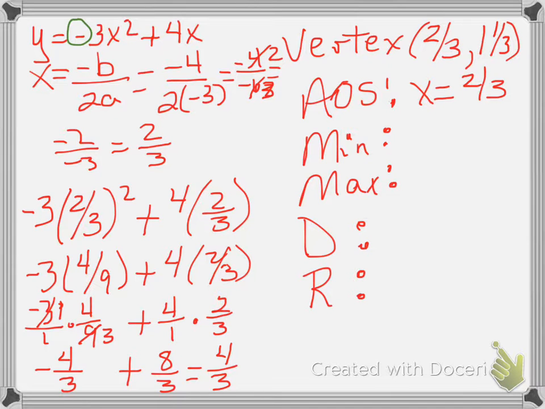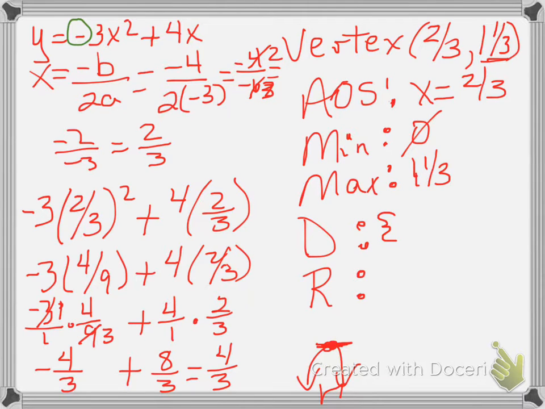Okay, so my minimum, again, this is a negative for my a, so this opens down. Okay, so opens down. And so my minimum is, how far down does it go? It goes on forever, so I don't have a minimum. My maximum is at the top. So my maximum is my y value at the top. So it is 1 1/3.